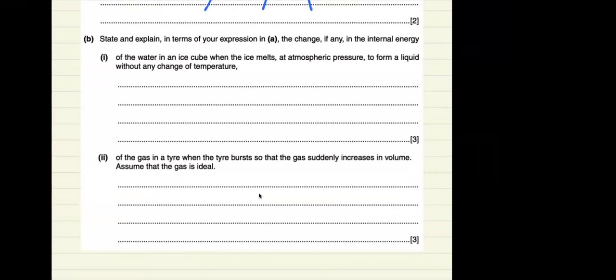State and explain in terms of your expression in A the change, if any, in the internal energy of the water in an ice cube, when the ice melts at atmospheric pressure to form a liquid without any change of temperature, right? So this is melting at atmospheric pressure. This is basically a solid turning into a liquid. So how do you explain this in terms of the first law of thermodynamics? This is the question that we must answer here.